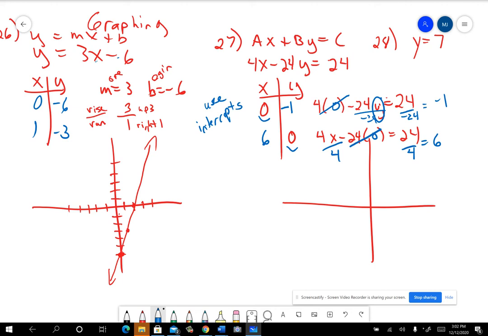You don't really need 3 points if you're careful. 0, -1 is down here, not here. That would be incorrect. And then 6, 0. That's 1, 2, 3, 4, 5, 6 to the right, and then stay there. So there is the line, okay?